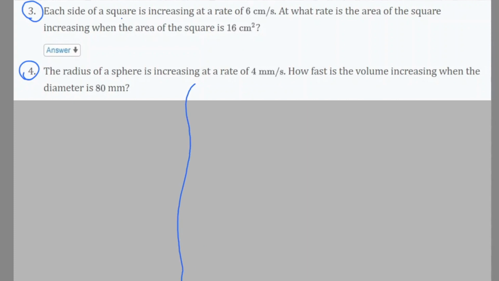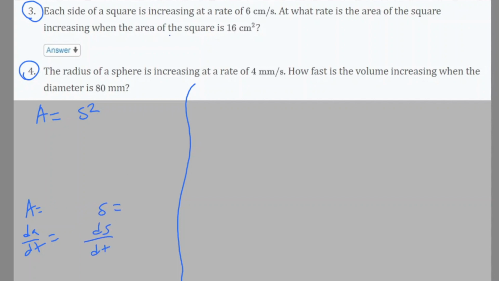Alright, so number 3: each side of a square is increasing at a rate of 6 centimeters per second. At what rate is the area of the square increasing when the area of the square is 16 centimeters squared? So let's first write down what we know. First, the area of a square is going to be equal to, let's say, s squared. So that's the area of a square, and let's write down the variables we know: A, and then dA/dt, and s, and ds/dt.